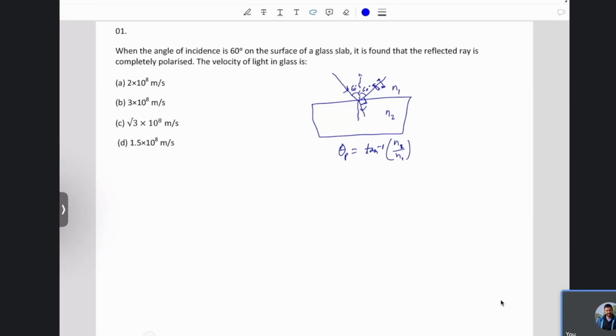Now here the angle of incidence is given as 60 degree. Okay, and this medium is air, right? So n1 is 1 essentially here, we'll assume it. So we can calculate the refractive index of the glass slab, right? Which is simply tan 60 degree, correct? And which will be what? Under root 3.